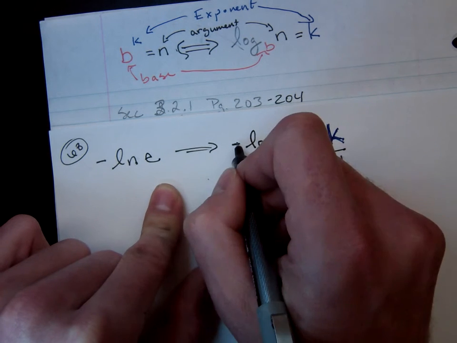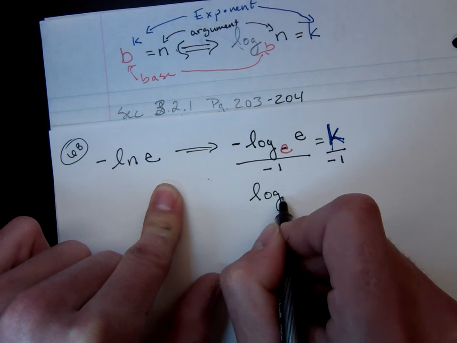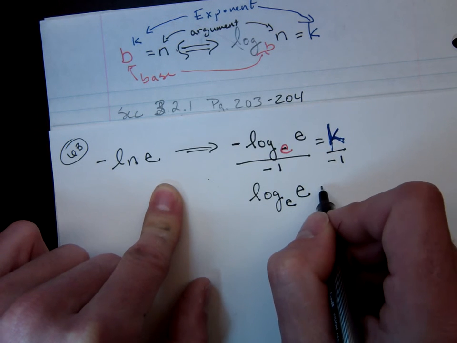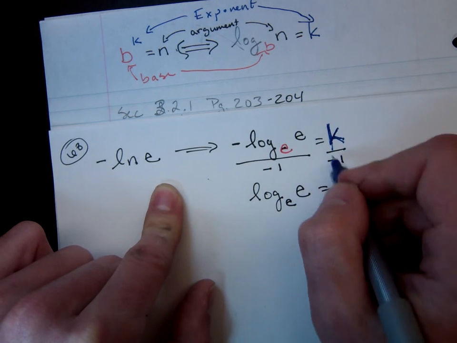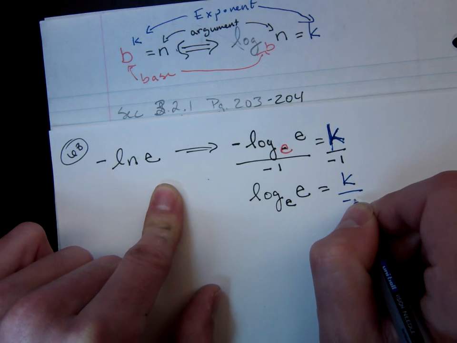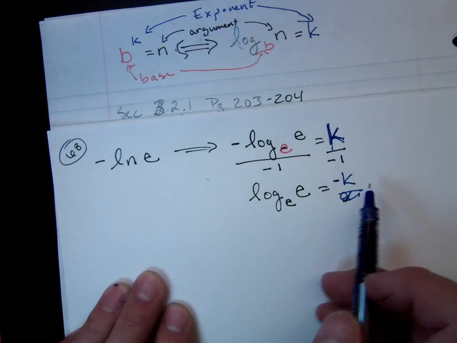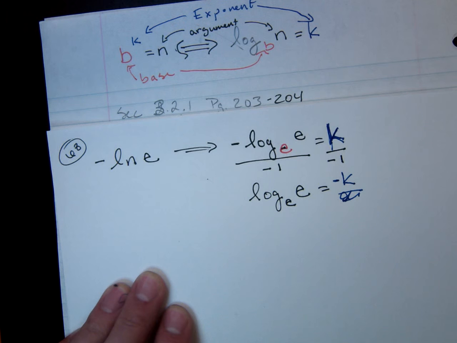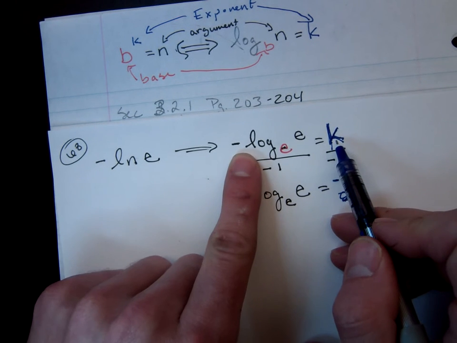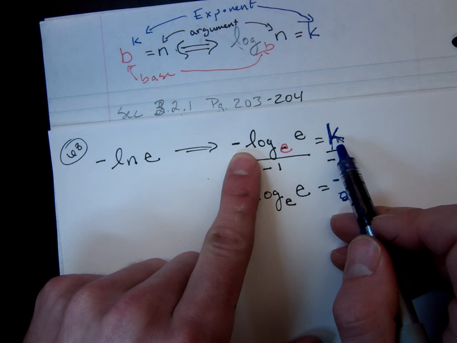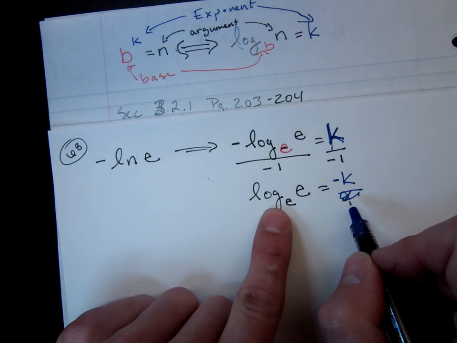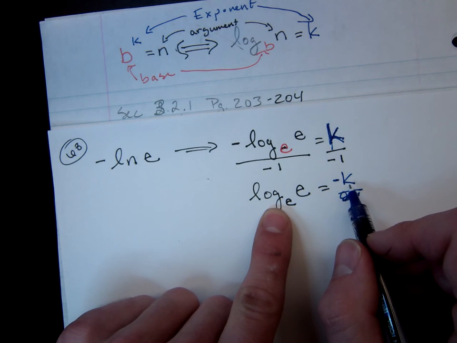Now that'll cancel this, so we end up with log base e of e is equal to, now really this is what I'm looking for, I have k over -1, or just negative k. So now I've come up with an equivalent relationship, and if I find out what k equals, then I'll be in good shape and I will know what my logarithm here is equal to. And if you think about it, this makes sense. If the negative log base e of e is equal to k, then log base e of e is going to be equal to negative k.